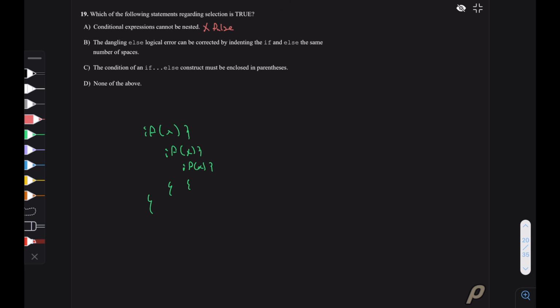B, the dangling else logical error can be corrected by indenting the if and else statement to the same number of spaces. So what is the dangling else logical error, you might ask? There's lots of good resources online about this, but I'll do a quick explanation. Say we are lazy and we don't want to use any brackets, which is perfectly fine in the C language, and we have these expressions here.